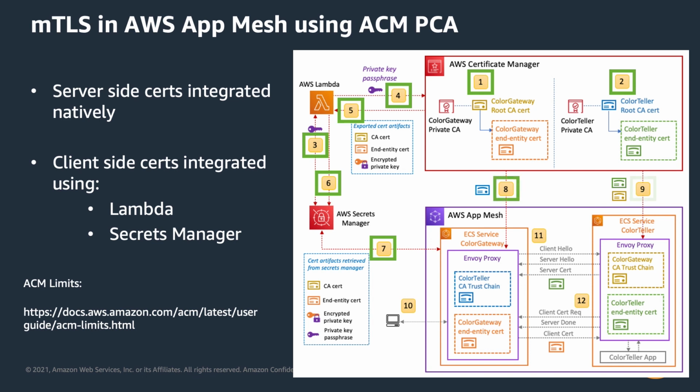So in step number 8 and 9, what's happening is the Envoy proxies are coming up and they're retrieving their server-side certificates through the native integration from the ACM. If you follow the color coding, the certificates that are moving into these proxies are shown by the color. For example, in this case, the color gateway is getting this blue root CA, which is actually the color teller's root CA, because at some point we need to trust that certificate during the TLS handshake. And so after this, the system is basically up and running.